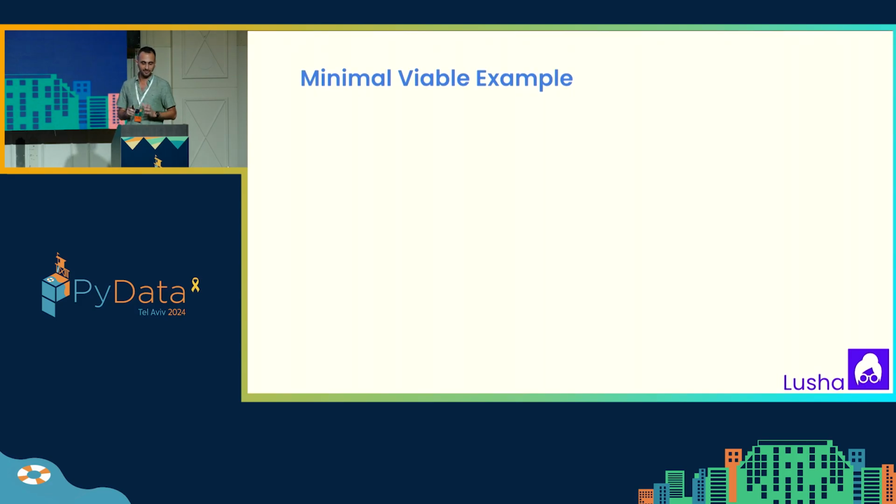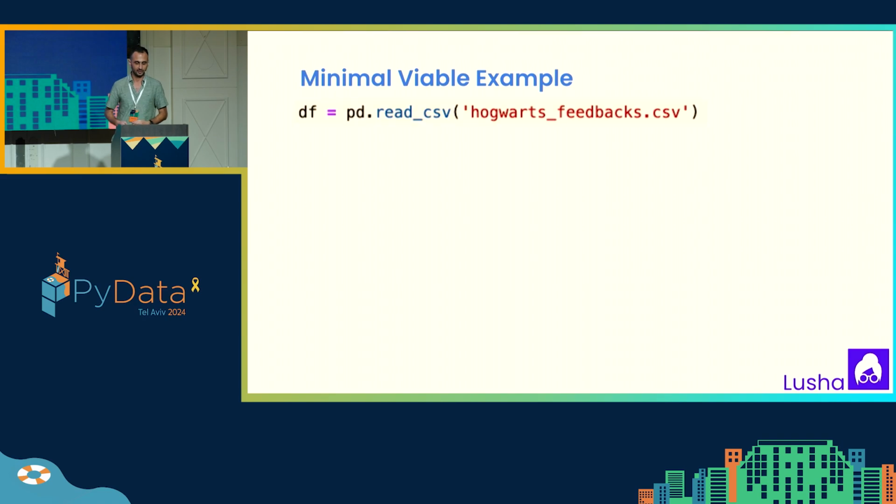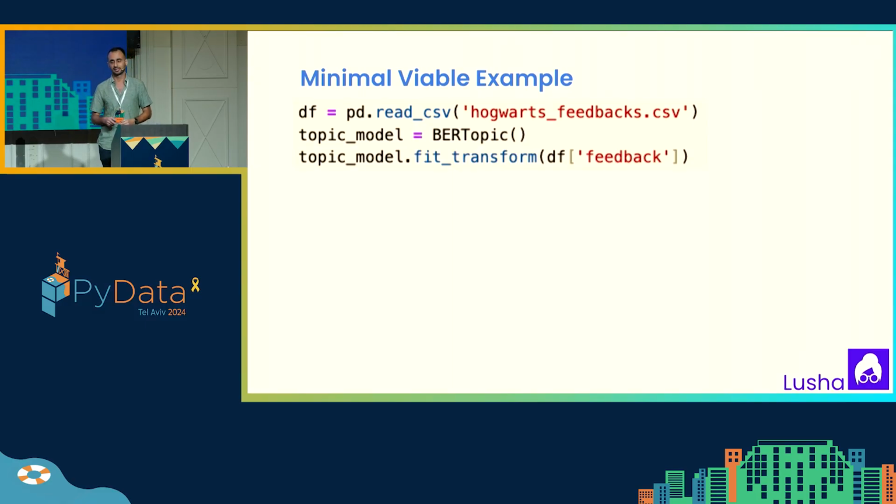Now, let's go through a minimal viable example so that we can see just how easy and intuitive using BERTopic really is. First of all, you have to use pandas in order to load your dataset. In this case, a dataset of feedback from the students of Hogwarts. You create the BERTopic model. Obviously, you have to pip install and import it, but then it's just a matter of a single line. And you fit it to the data.